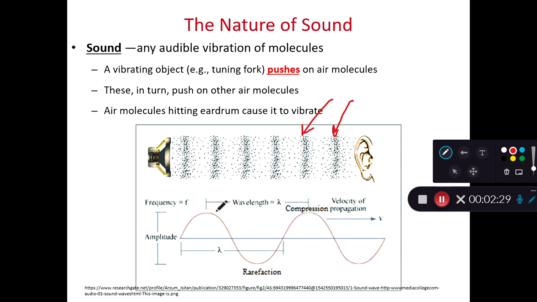And then wavelength is going to be the amount of physical space in between compression waves, or the compressed air molecules for these compression waves. Or if we're looking at a sine wave, it's just the measurement from peak to peak.